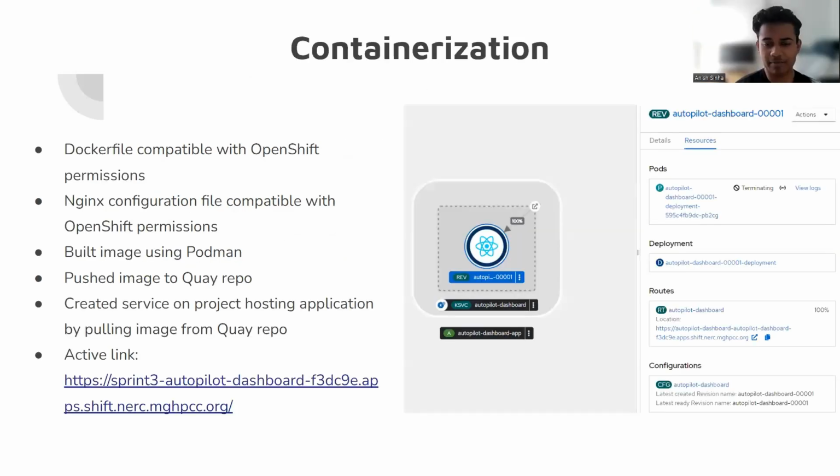We also containerized our web app to deploy on our OpenShift project. For this, we created a Docker file, which is compatible with the limited OpenShift permissions. We also created an Nginx server configuration file. We built the image using Podman, and then we pushed the image to a Quay repo. We then went into the OpenShift project and created a service on the project to host the application by pulling the image from the Quay repo onto the service. And after some trial and error, it worked, and we have the active link for our Sprint 3 progress shown in the slide. We also have it on our README as well.